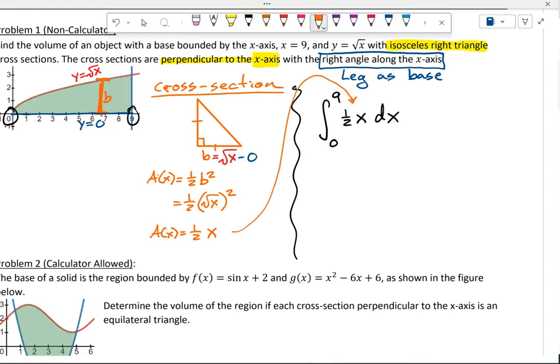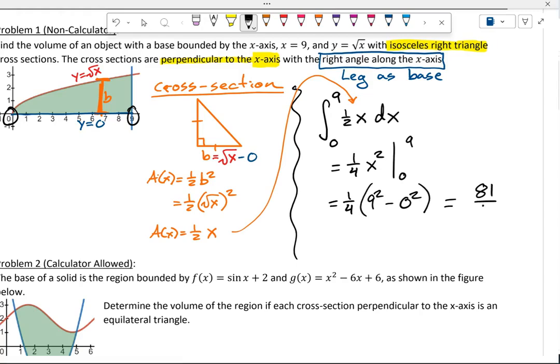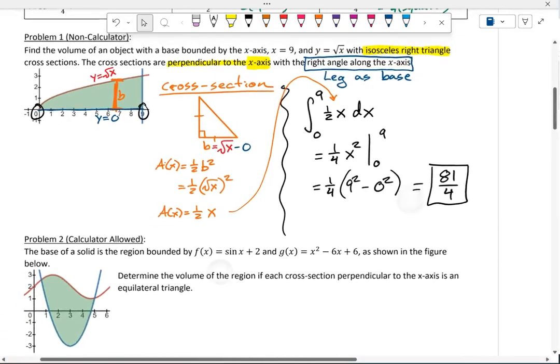So what is our antiderivative, guys? Yep. 1/4 x squared from where to where? 0 to 9. So let's plug that in. 1/4, and I have 9 squared minus 0 squared. What is 9 squared? So then my answer is 81/4, and I'm done. All right, good. Problem number 2.